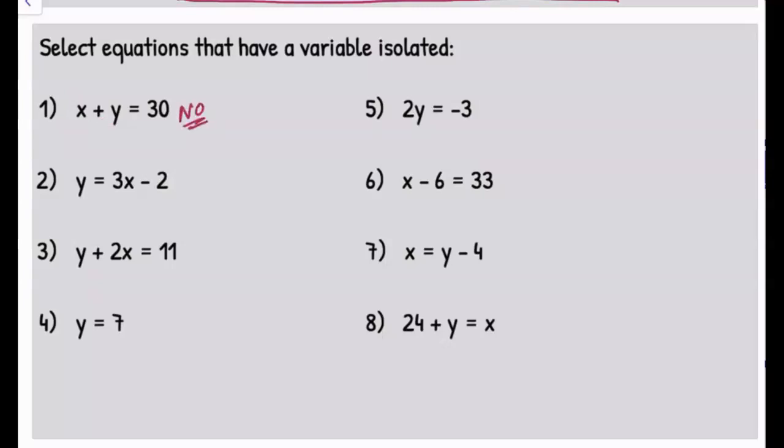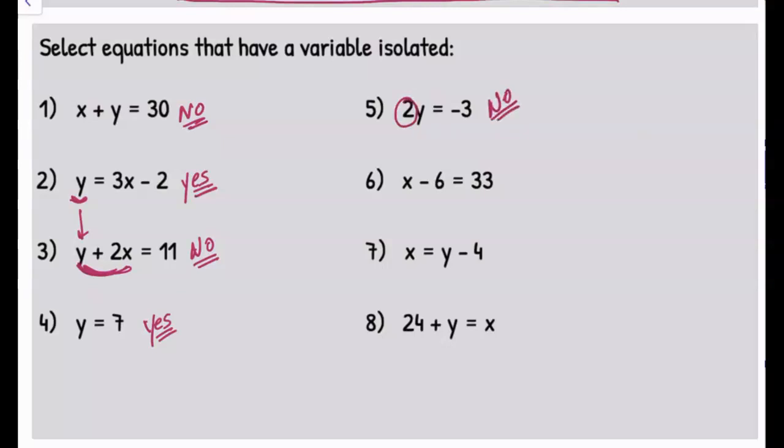It is not isolated. Number 2, we have y alone on this side, so this is isolated. Number 3 kind of looks like number 2 because I have that same y, but on this side it's being added with the 2x, so this is no. Number 4, it's just y equals 7. It can equal just one thing. It's isolated. So we write yes. Number 5 kind of looks like number 4. Y is alone on the side, but it has a 2 here. So this is no.